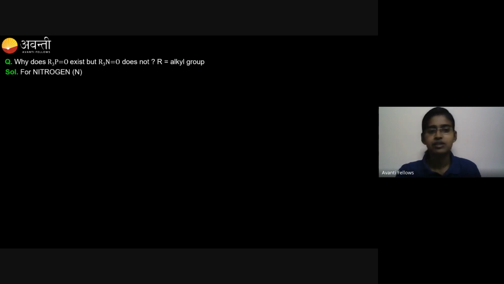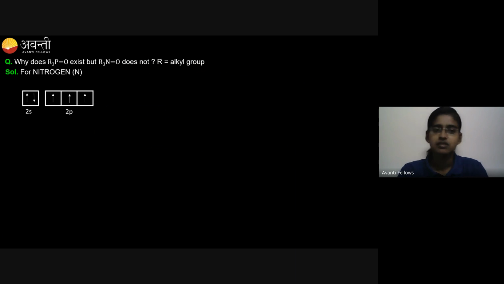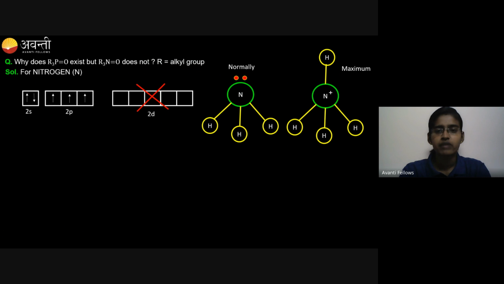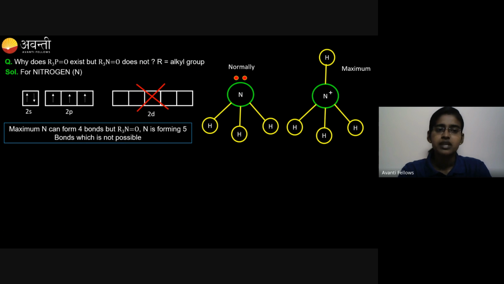Okay. For nitrogen, we have only S and P orbitals, no D orbital, right? So the lone pair is there, and it can be used to form a bond with the hydrogen atom. This is what it can do at maximum. So maximum, nitrogen can form only 4 bonds. But in this compound, you see nitrogen is having 5 bonds. So that's why it is not possible.